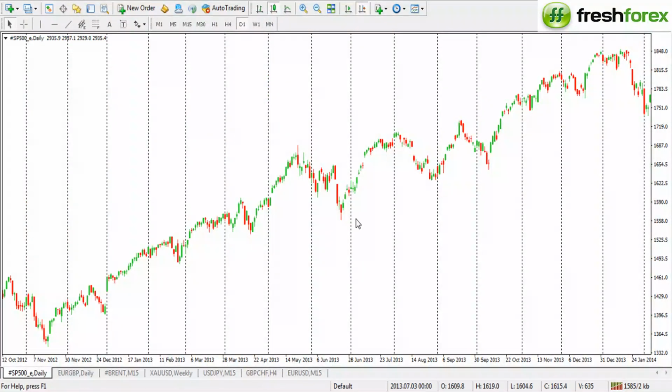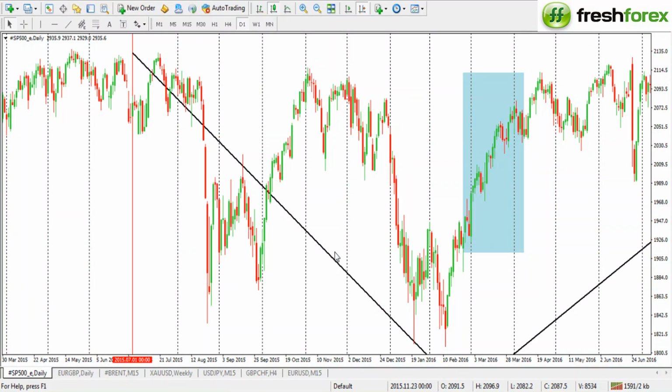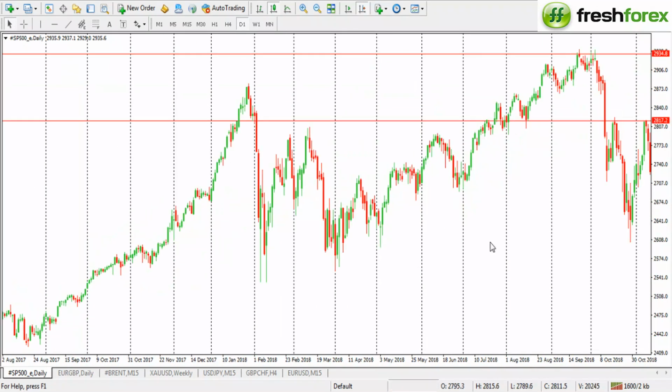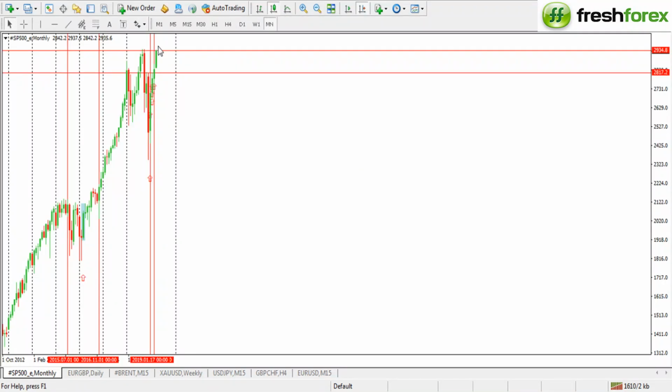So back to our charts. This is how SP500 looks on a real chart, on the spot market. Let's start from the monthly.